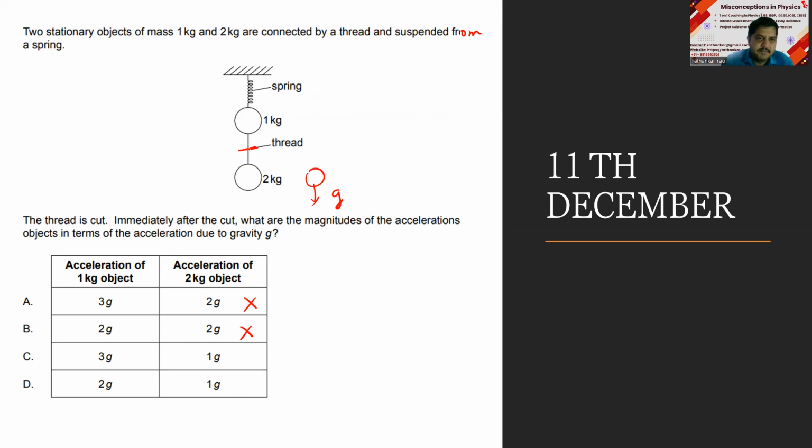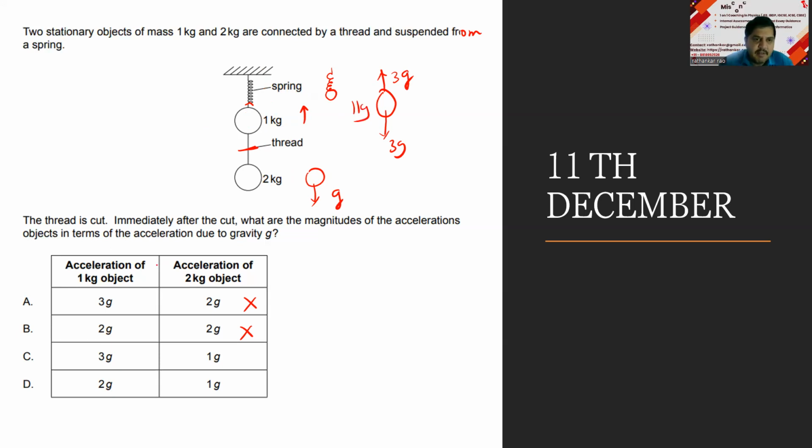Now, when you cut this, what happens to the other object? The object which is already here will immediately spring back into action. Now, when the 2 kg object was here, what is the total force acting at the spring? The weight of this 2 kg object plus the weight of the 1 kg object. The tension in the spring, that is the pulling force over here, should have been equal to 3g. Only then this will be in equilibrium. See, 3g is acting downwards and 3g should be acting upwards. So the 1 kg object is in equilibrium. This is a free body diagram.